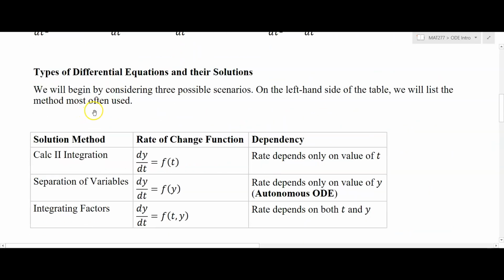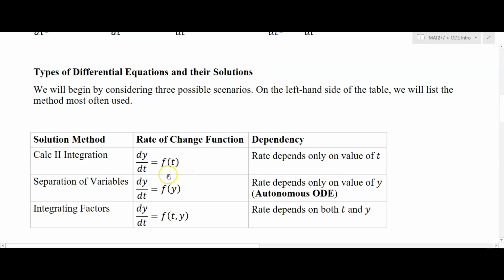So the types of differential equations that we might encounter include the one that you've already learned how to solve with different integration techniques, which is what I like to call the Calc 2 integration method, the stuff you learned in Calculus 2. Those equations were of the form y prime equals some function of t. Probably instead of t, you may have used x, so dy/dx is a function of x.